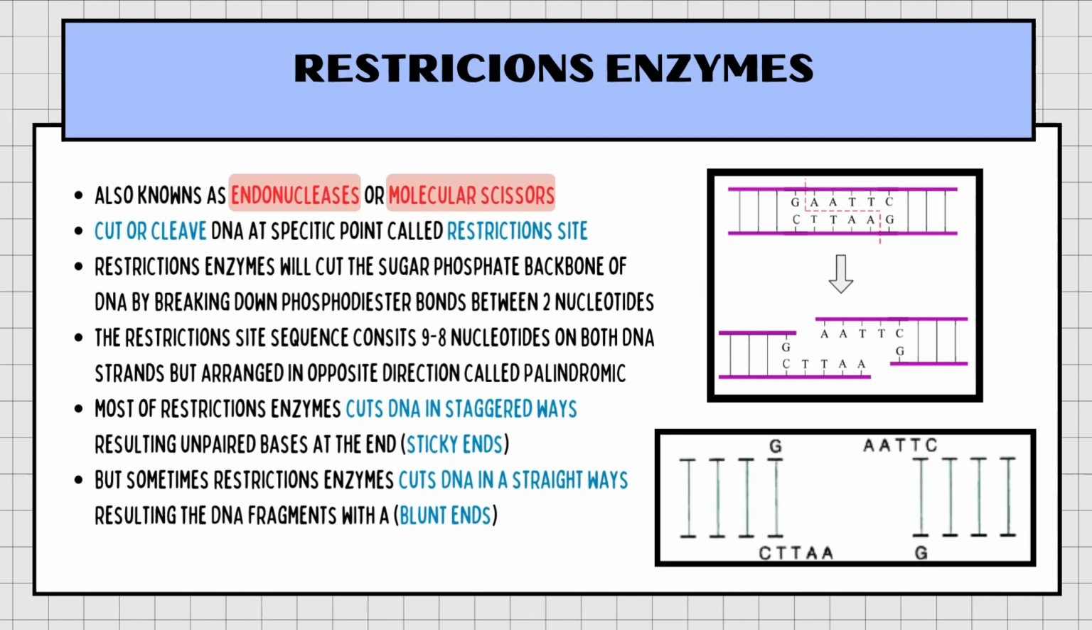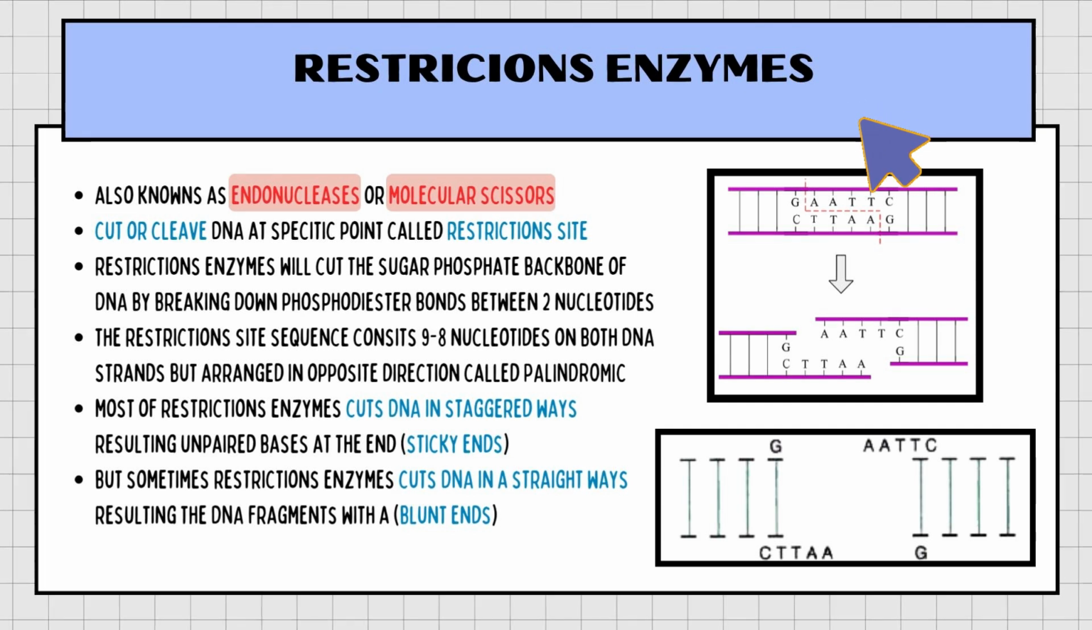The next one is restriction enzyme. This enzyme is used to cut or cleave the DNA at restriction sites in 2 ways, which is staggered and straight, resulting in a sticky end and a blunt end. This enzyme is also known as endonuclease or molecular scissors.